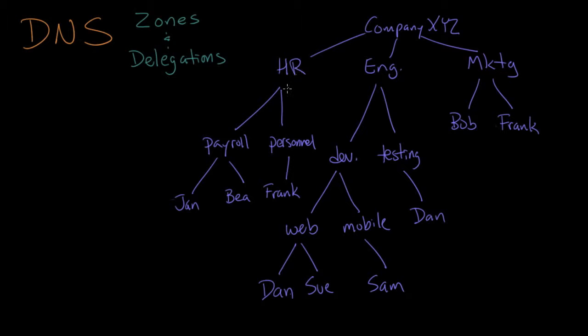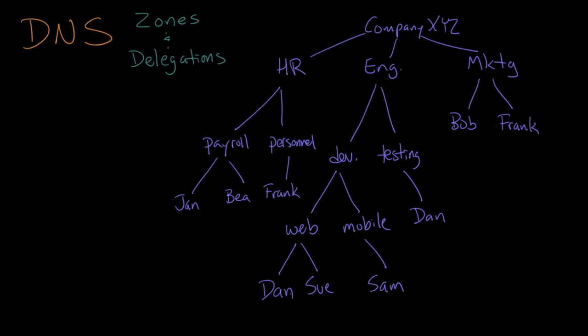HR is a little bit bigger, so it is subdivided into payroll and personnel, each one of which has a couple people in it. And then engineering is the biggest division of all. It's divided up into development and testing. Testing has one person in it, but development is broken up into the web and mobile divisions or departments, each of which has a couple people in it.